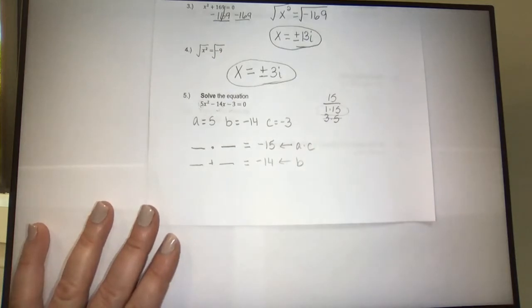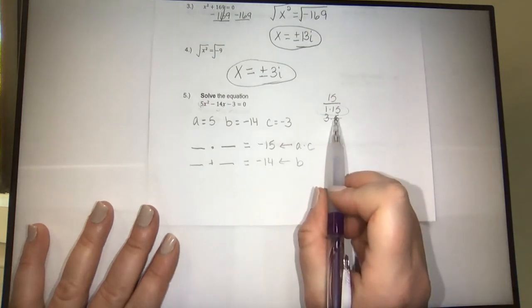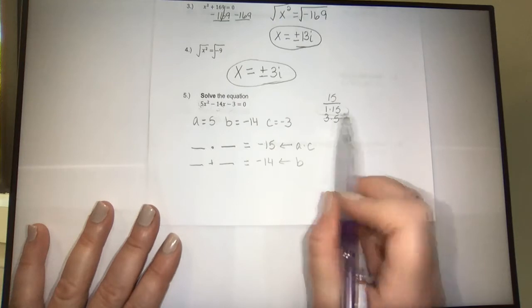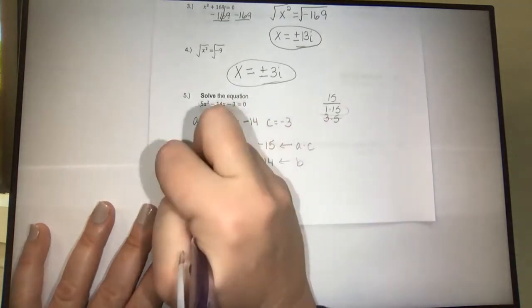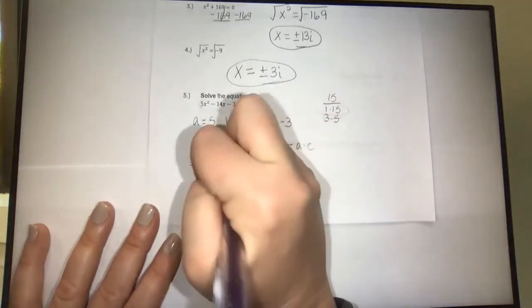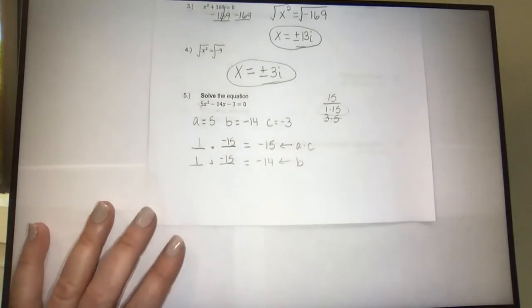I just have to decide who's positive and who's negative. So if I want to add to give me a negative 14, who's going to be negative? The bigger number, right? The 15, the bigger number. So I'm going to do 1 and negative 15. You can do negative 15 and positive 1 if you want to, right? Everybody remember how to do that?